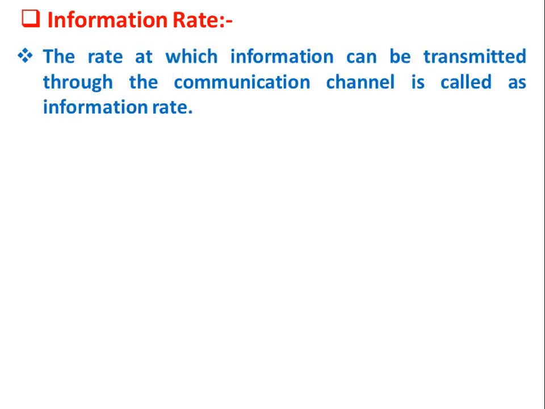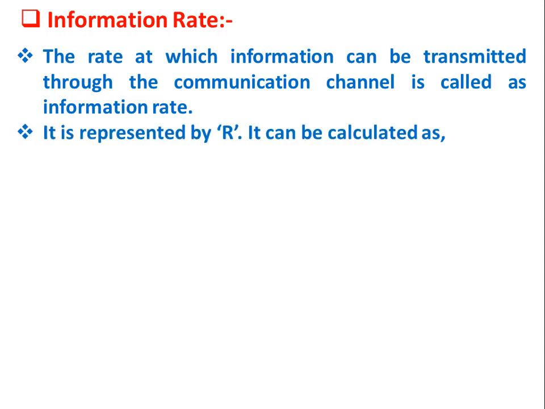Let us begin with the definition of this. The rate at which information can be transmitted through the communication channel is called information rate, and it is denoted as capital R. Basically, in communication system, information rate can be calculated as R = r × H. This is the exact equation to find the value of information rate.